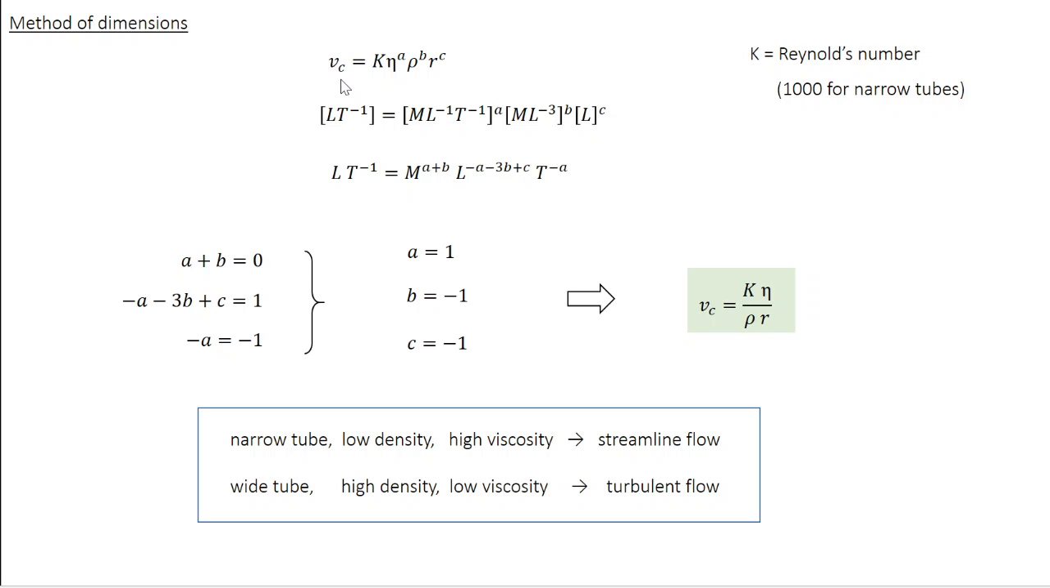So my starting equation is Vc equal to k eta to the power a rho to the power b r to the power c. Now I need to find the exact values of a, b, c. So I am going to take dimensions of all the parameters. We have three important parameters: mass indicated by M, length indicated by L, and time indicated by T. All the dimensions can be represented using these three parameters. On the left hand side I have velocity, which is length by time. So length is L divided by time, which is T to the power minus 1. K is dimensionless, don't bother about that.